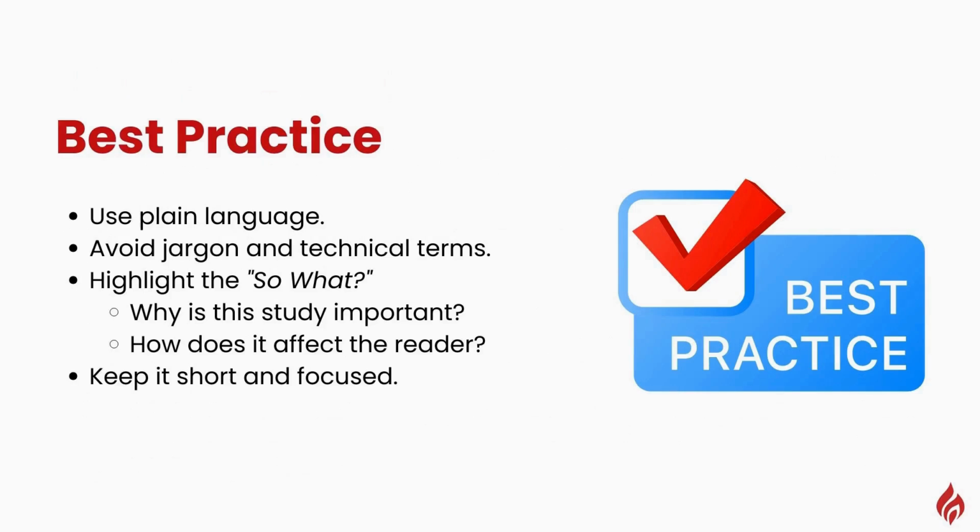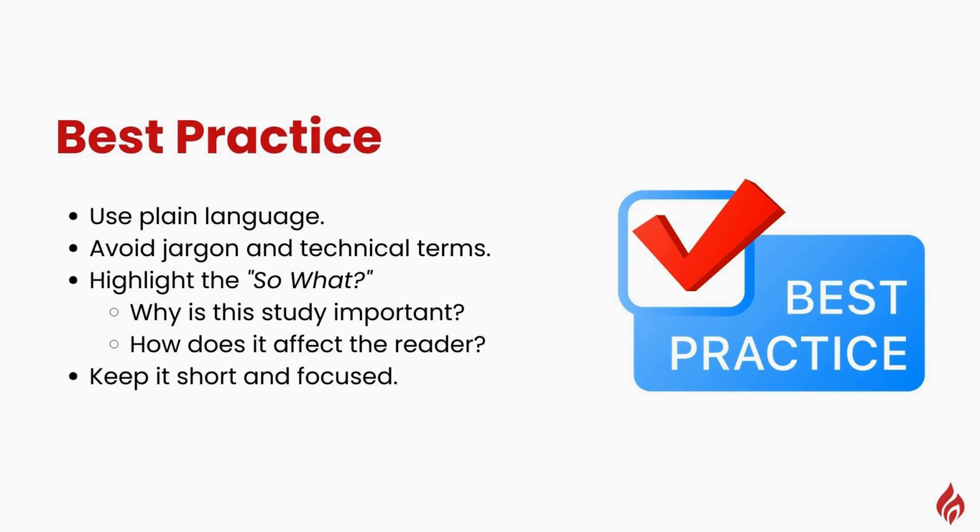I want to talk about some best practices for writing lay summaries. So first up, use plain language. Keep your sentences simple and to the point. For example, instead of saying the study utilized a longitudinal design, you could say the study followed the same group of people over time. See the difference? It's much easier for a wider audience to understand quickly.